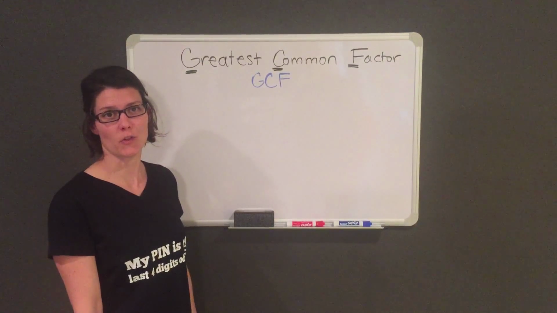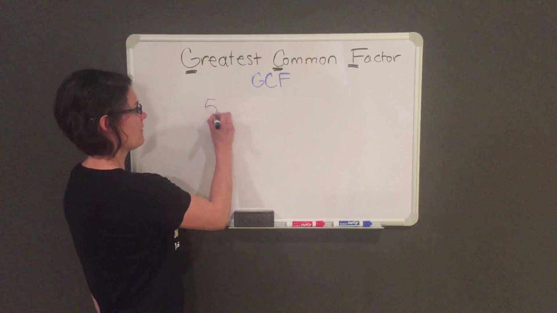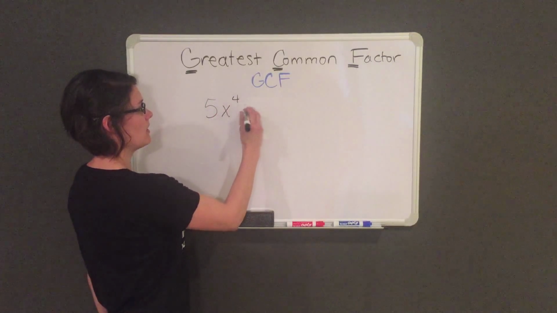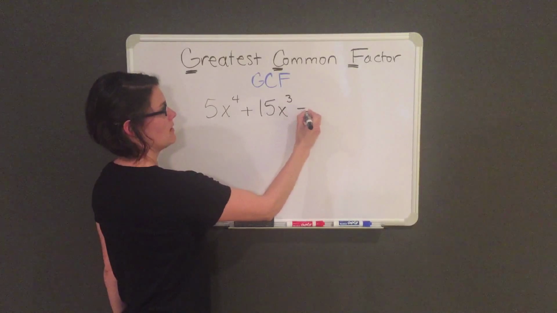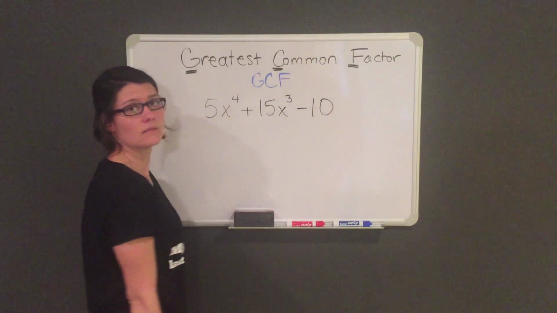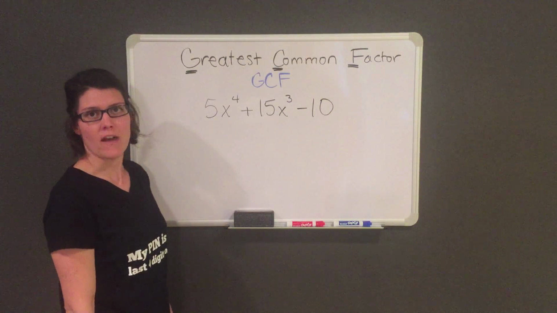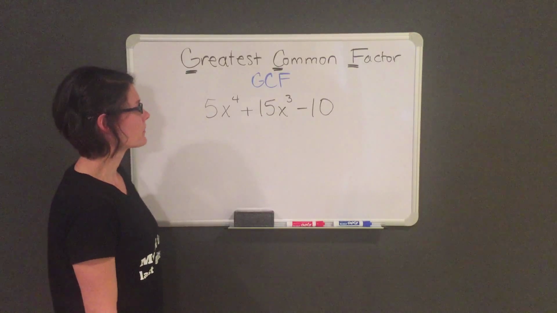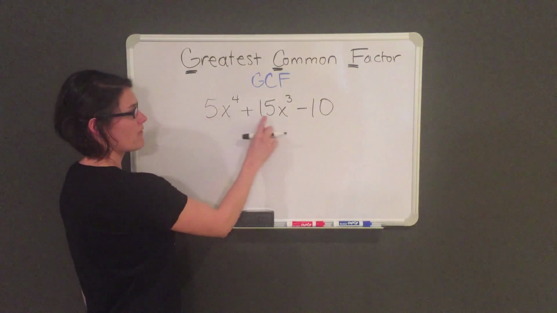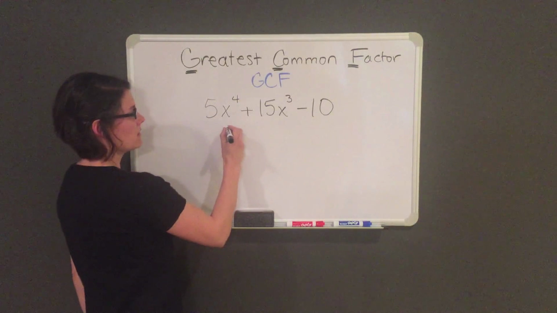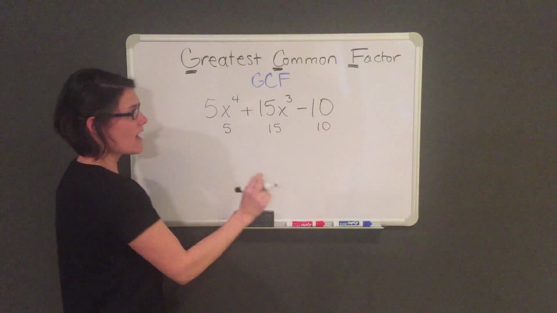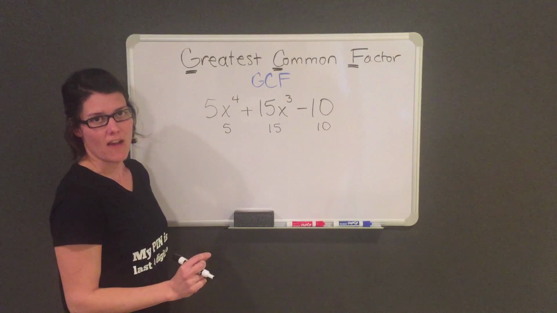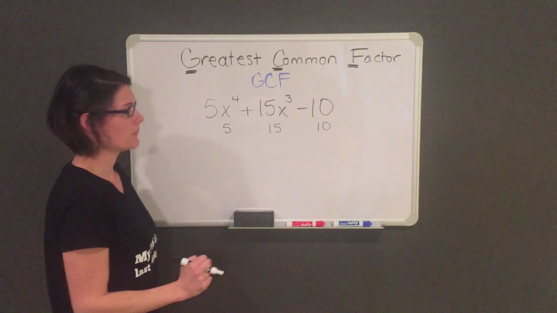So I'm going to give you 3 terms. 5x to the 4th plus 15x to the 3rd minus 10. And let's figure out the greatest common factor between these 3 terms. I'm going to just look at 5, 15, and 10 first. If you have trouble figuring out the greatest common factor, you can always make a list.